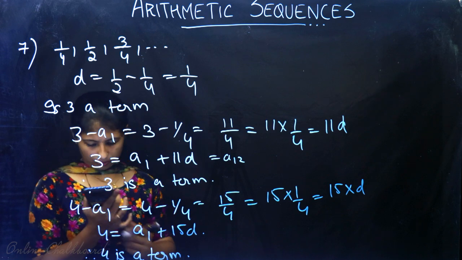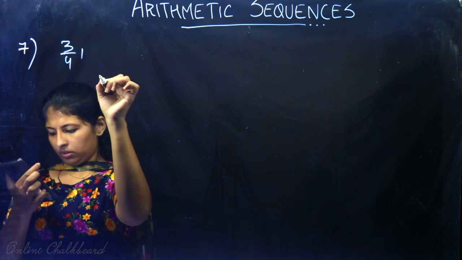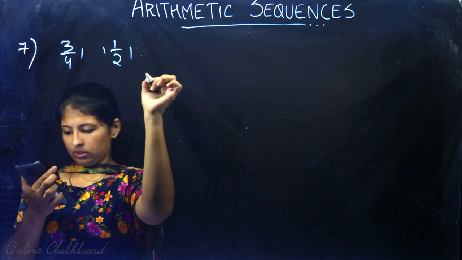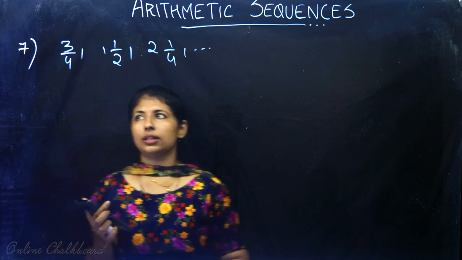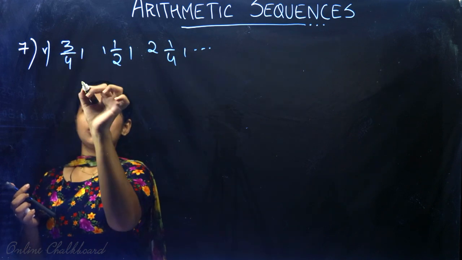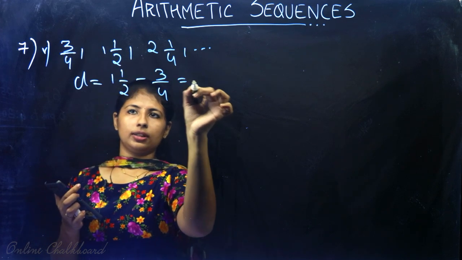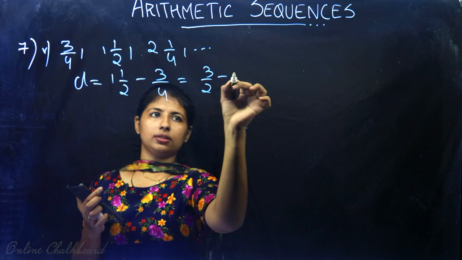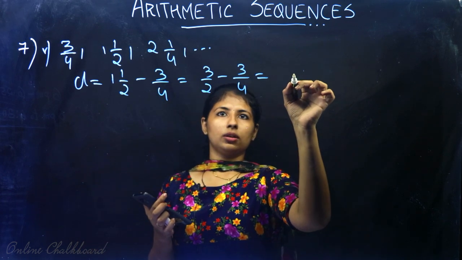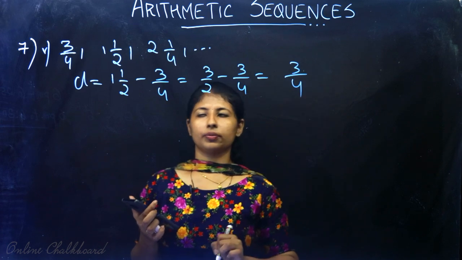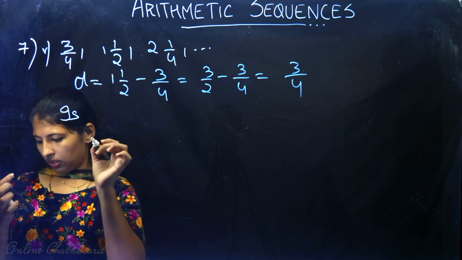Okay. Now, the last question: 3 by 4, 1 1 by 2, 2 1 by 4. The last part of this question. The common difference is 1 1 by 2 minus 3 by 4, that is equal to 3 by 2 minus 3 by 4, that is equal to 3 by 4. And we check, is 3 a term?